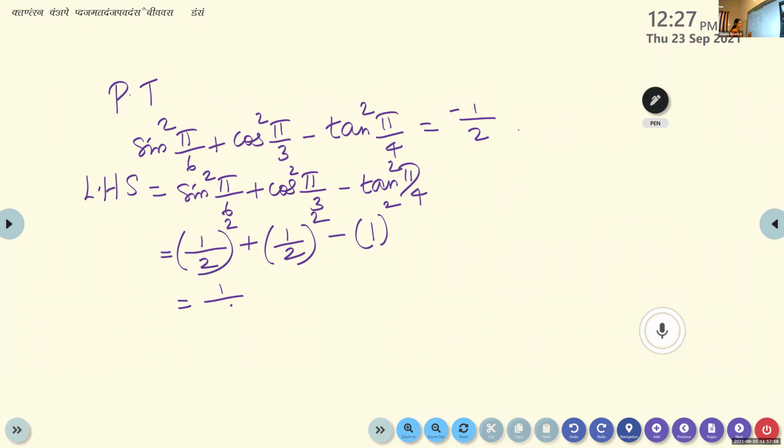So we'll get 1 by 4 plus 1 by 4 minus 1. 1 by 4 means quarter. Quarter plus quarter, what will you get? Half. Minus 1. What is half minus 1? Which is minus 1 by 2. Half minus 1 means negative half. If you can't do it like this, you take the LCM and simplify and write. Is the first one okay, children?